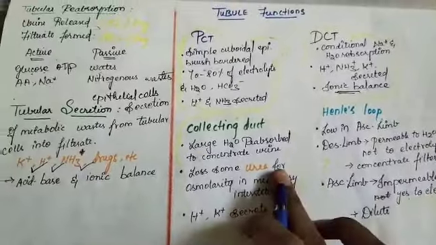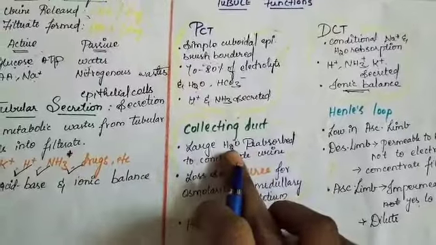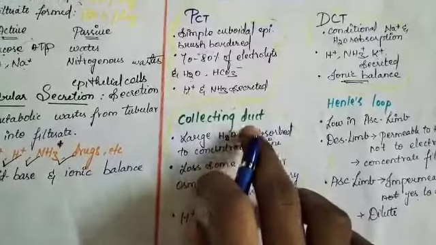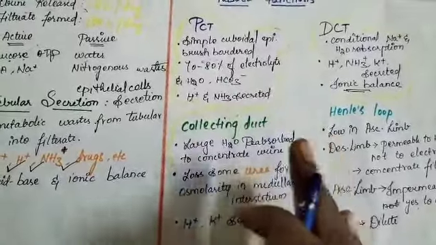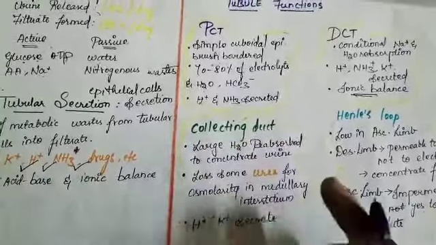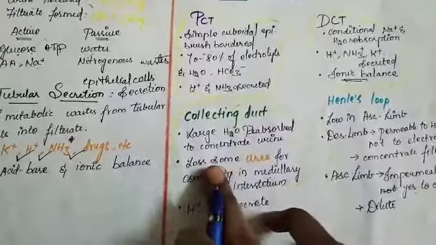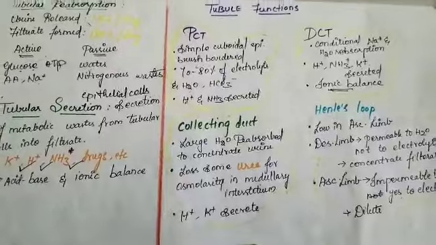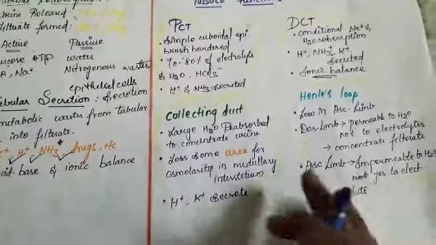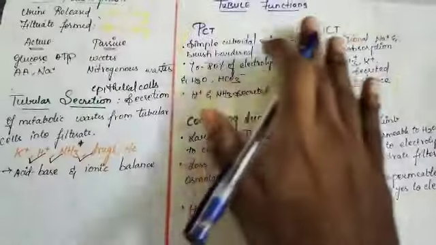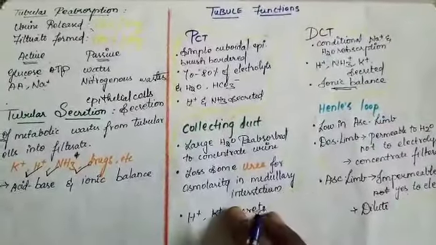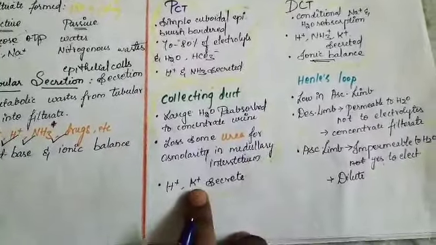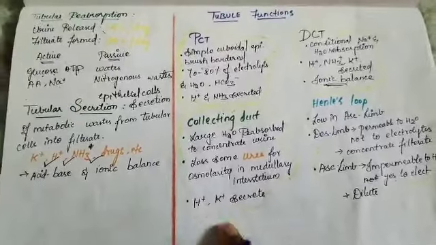Next is the collecting duct. Large amounts of water are reabsorbed to concentrate urine. Most of the water in the filtrate is reabsorbed in the collecting duct at last. Some urea is lost for osmolarity in the medullary interstitium. We saw these functions in depth in the countercurrent mechanism; here I just gave you the tips. In turn they secrete hydrogen and potassium ions. So that's urine formation.